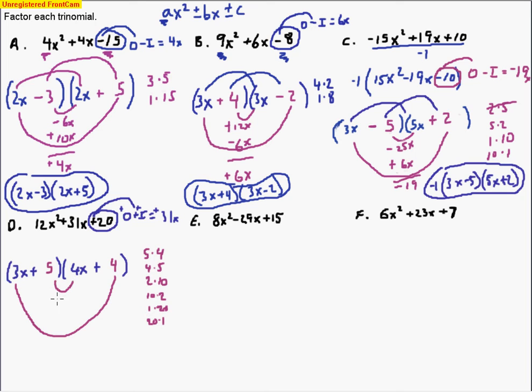So let's see if I got it here. 20x and 12x. Nope. Doesn't look like those add to make 31. Very close, but just not quite there. It makes 32. So I know this is not right, so I move on to the next one. Let's go ahead and erase that. And let's try the next set.